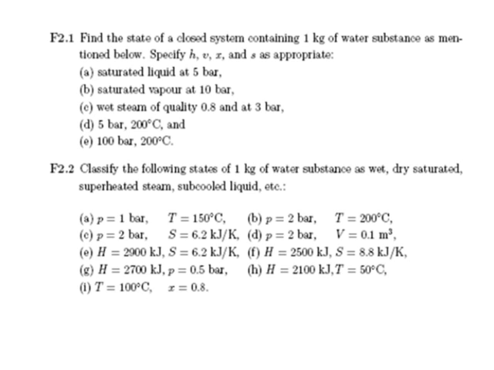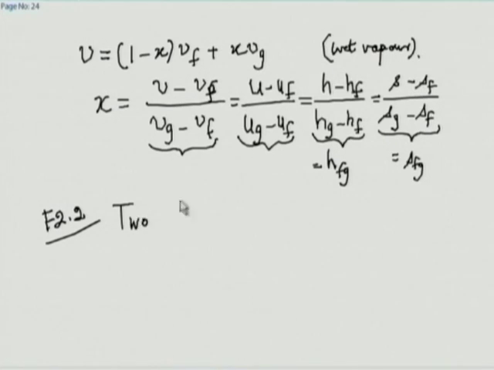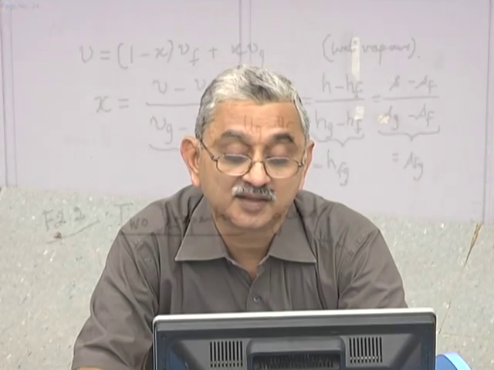Now in F2.2, the characteristic of this question is that two properties are given, and we have to determine whether it is subcooled liquid, superheated steam, wet steam, dry saturated steam, or dry saturated liquid, etcetera. If you look at some of these options, take for example option A or option B, we straight away have pressure and temperature specified. We know how to tackle those cases.